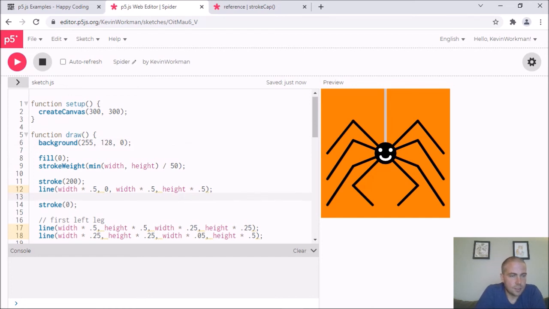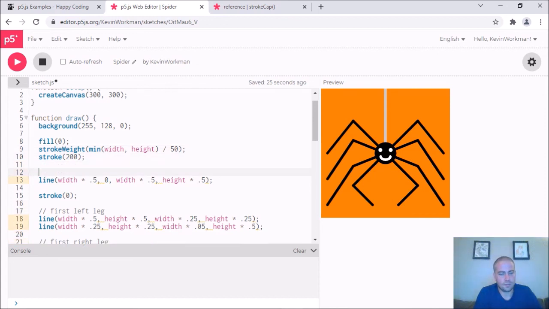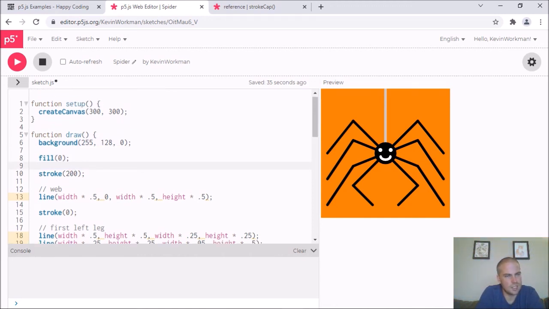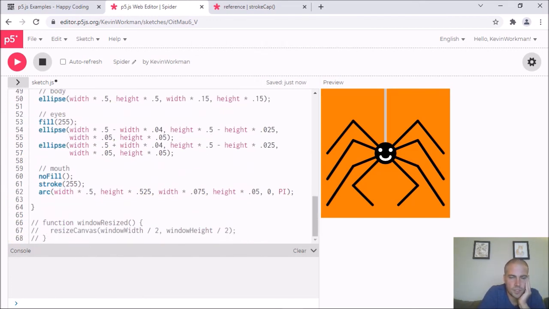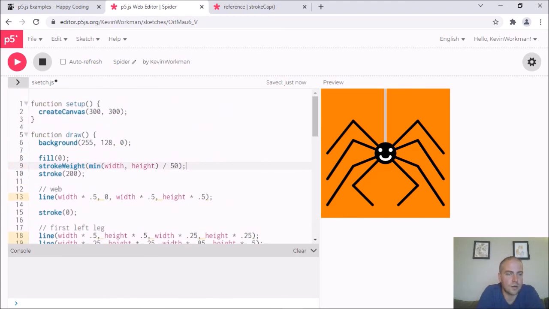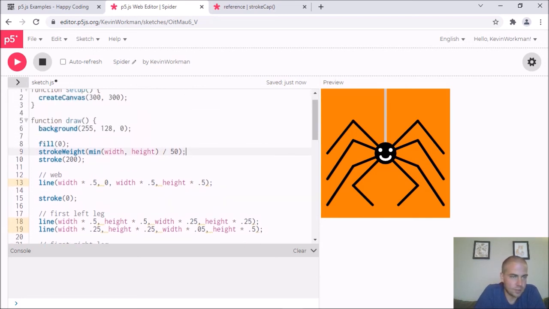Okay, is there anything I can clean up here? So I've got my background, and I've got my fill and stroke weight and stroke, and then I draw my web, so maybe I'll comment that web. Does some of this never change? So this stroke weight I can move. I think I'll move that to setup, or no, I'm going to keep it here. You know what? I'm going to keep it here, just in case someone wants to play with this kind of thing. I'm going to keep it in draw. Don't worry about that too much. It doesn't really matter where you put it.